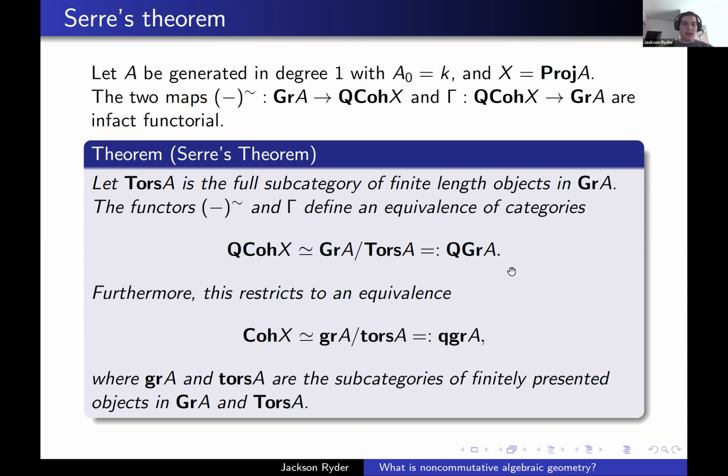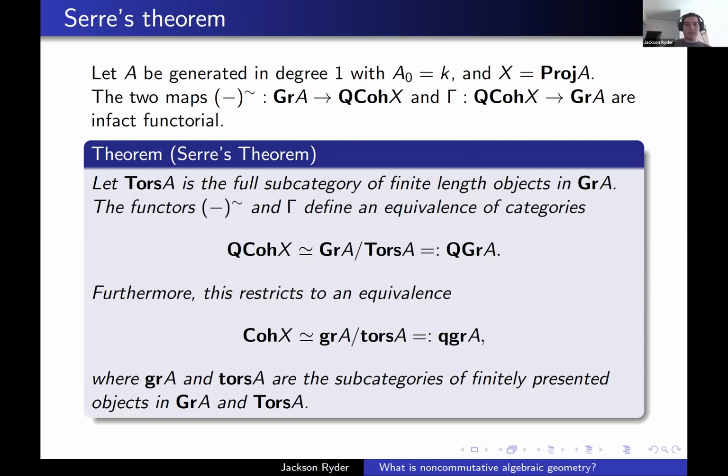And furthermore, if we restrict to the coherent sheaves on X, then this equivalence restricts to the finitely presented objects in the graded modules and in the torsion modules. So when we look at just the finitely presented objects, which are also finite length, these are just graded modules which only have a finite number of non-zero graded components. Okay, so they're very finite in a sense.